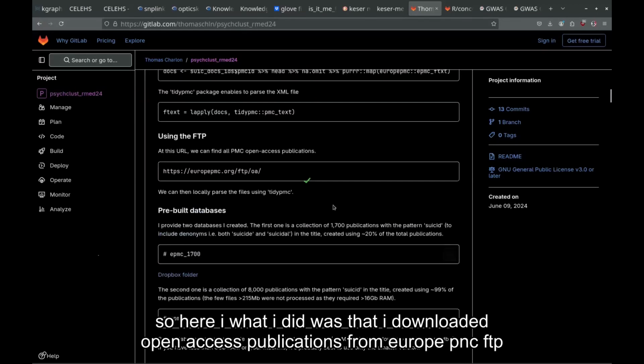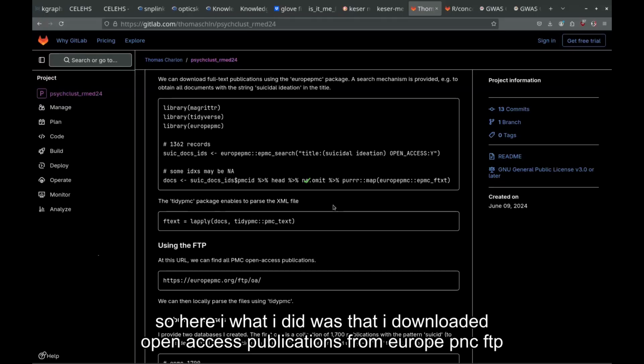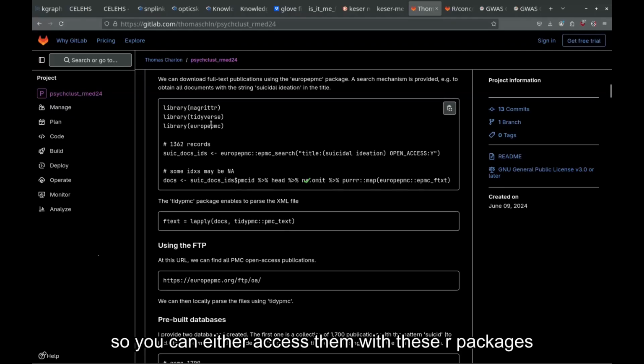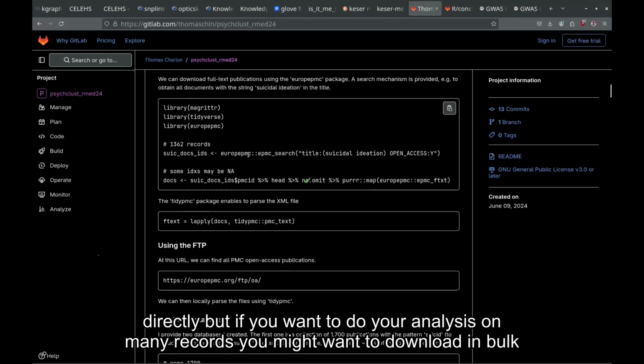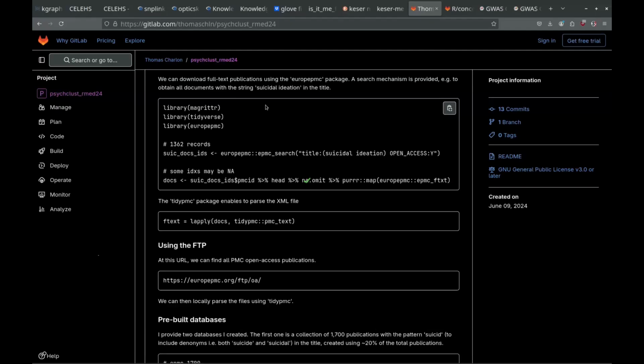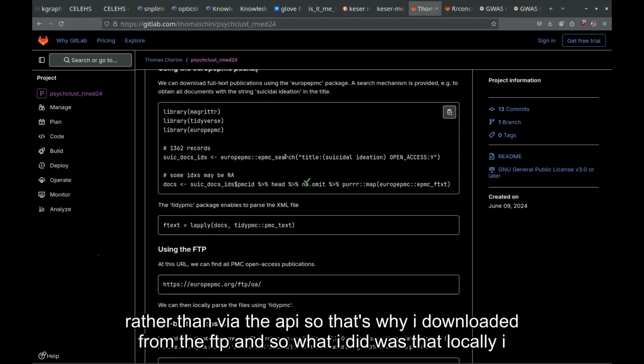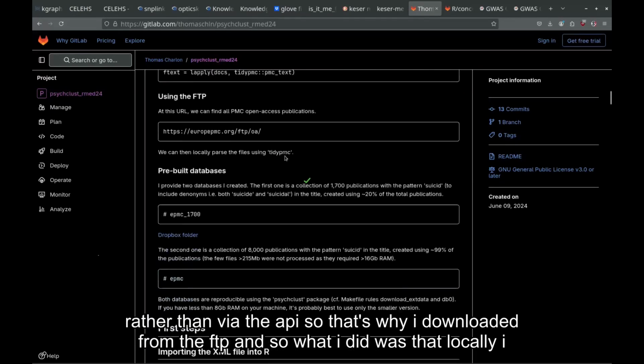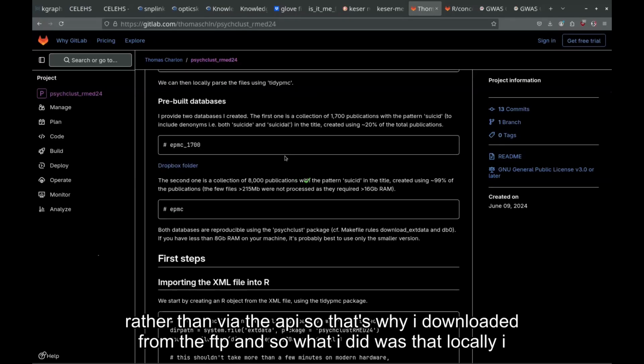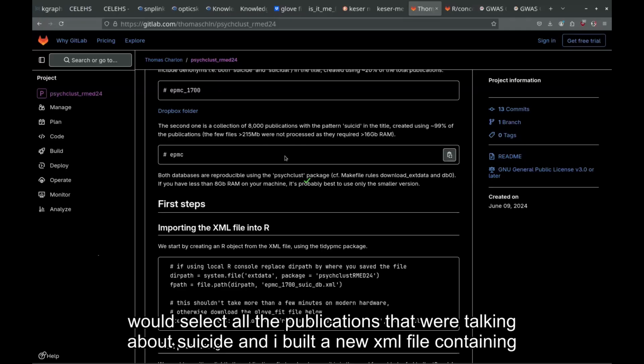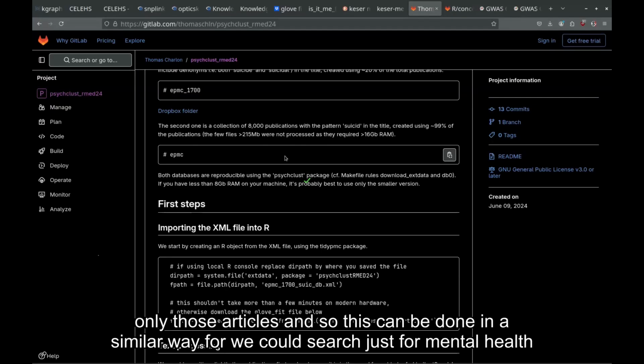So here what I did was that I downloaded open access publications from Europe PMC FTP. You can either access them with these R packages directly, but if you want to do your analysis on many records, you might want to download in bulk rather than via the API. That's why I downloaded from the FTP. Locally, I selected all the publications that were talking about suicide, and I built a new XML file containing only those articles.